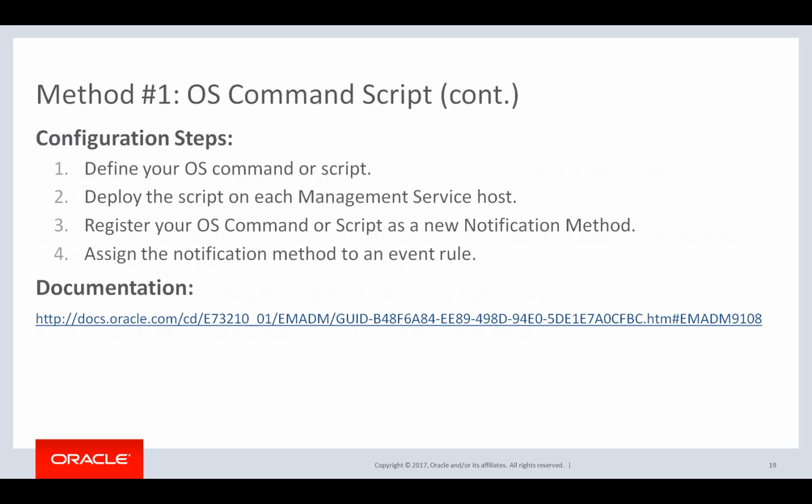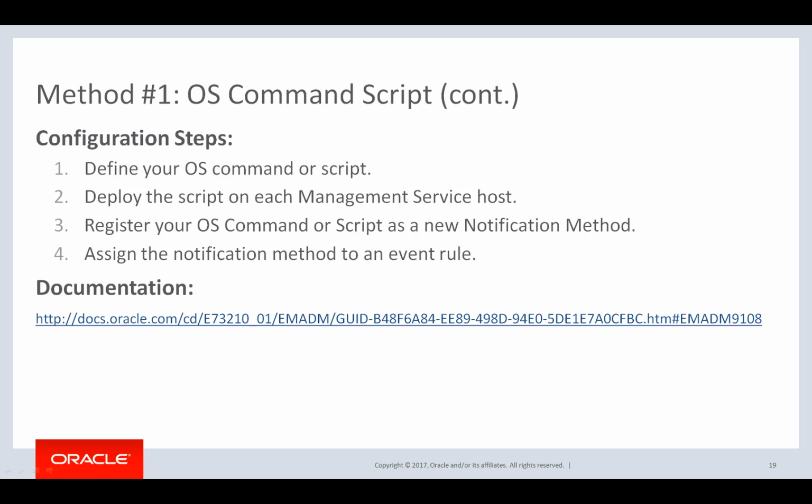There are 4 steps to configure an OS command script. First, you create the script, and then you deploy the script to each OMS host. Then, you create a new OS command from EM and point to the location of the script, which effectively registers it as a new notification method. Lastly, you create a new event rule and then assign the OS command as the action to take when the event matches the conditions specified in the rule.